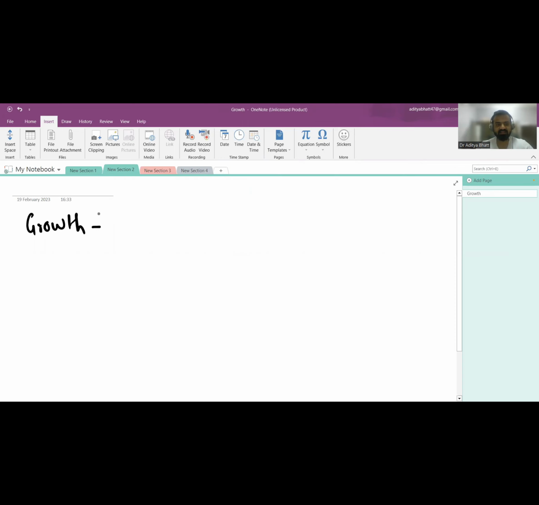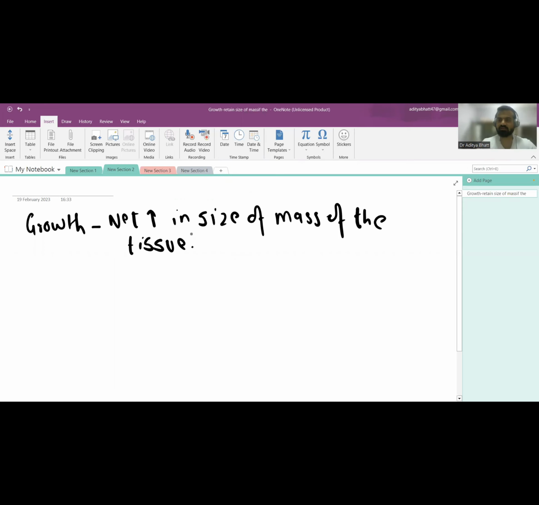Growth is the net increase in size or mass of the tissue. So it is the total increase in size of the body or of the tissues or organs inside the body, and that is known as growth. Technically it includes everything like hypertrophy, hyperplasia, and all that occurs in the pediatric population as they grow. Development, on the other hand, means maturation of function.